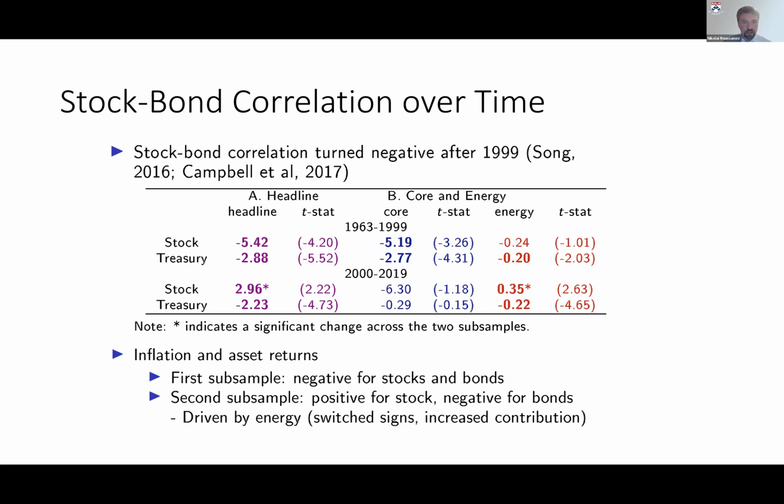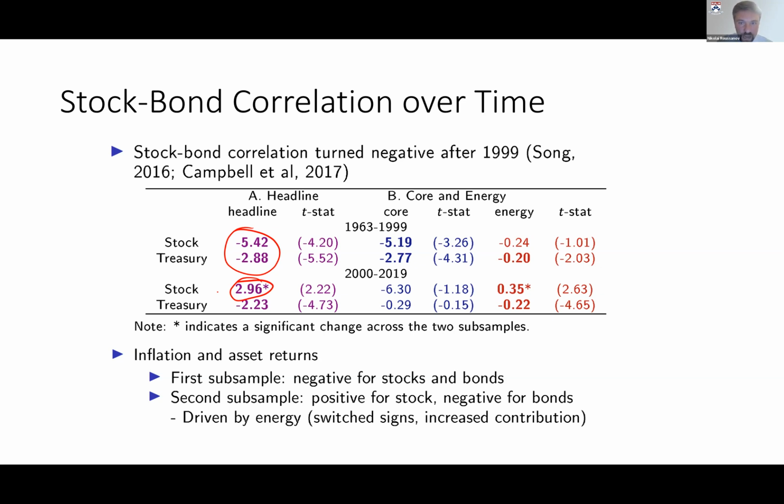We propose a partial but still an explanation of this phenomenon, coming again through the channel of core inflation and energy inflation, in fact. Because if we look at the betas of stocks and treasury bonds on headline inflation, they were both negative pre-2000, but after 2000, the stock beta changed its sign from negative to positive, whereas of course treasury bonds remain negatively related to inflation.